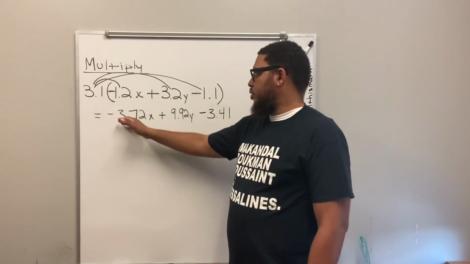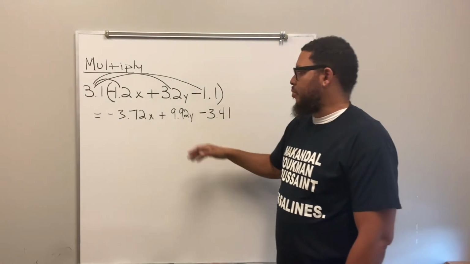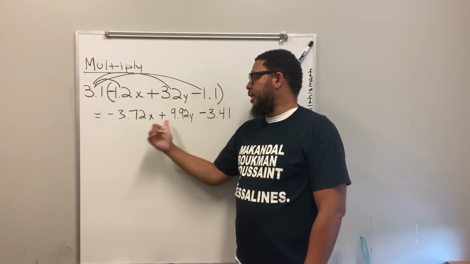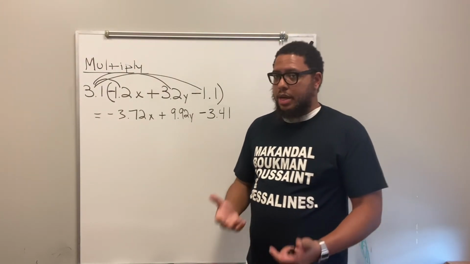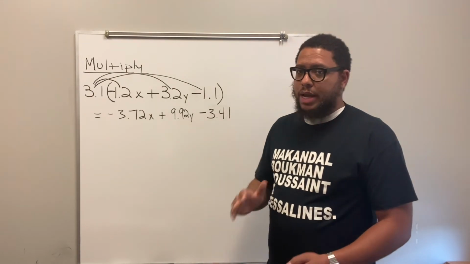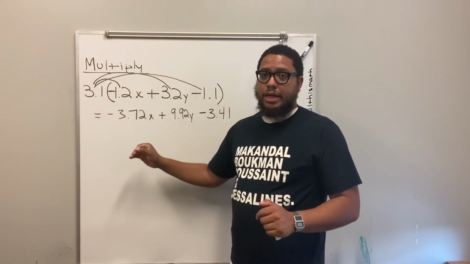They try to do negative 3.72 plus the 9.92. You can't do that because that's got an x in it and that's got a y in it. They're like apples and oranges. You can't put them together. They're not like terms. So you got to chill. You got to know what like terms are.